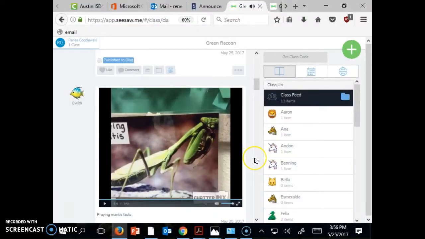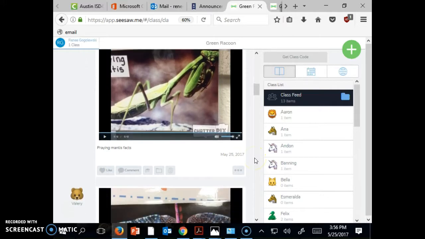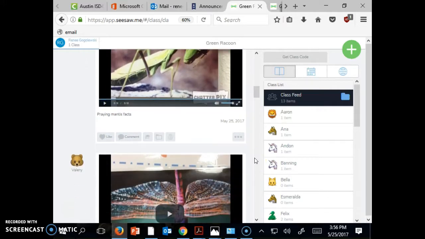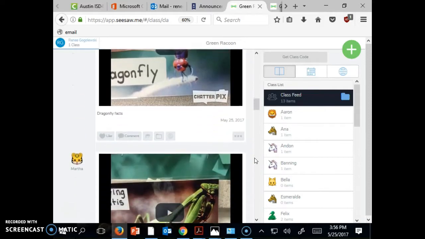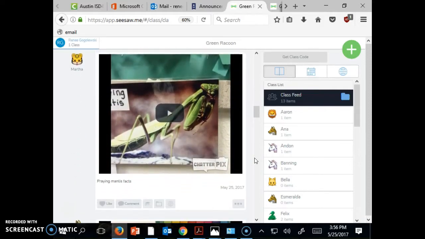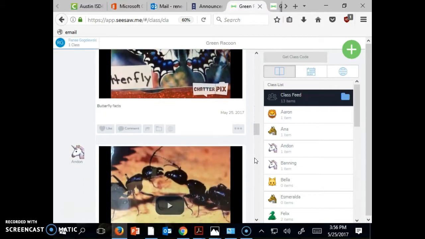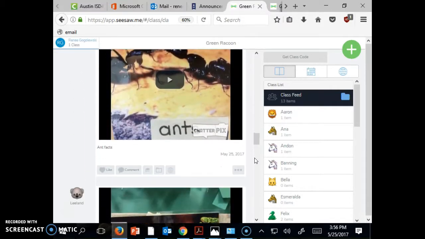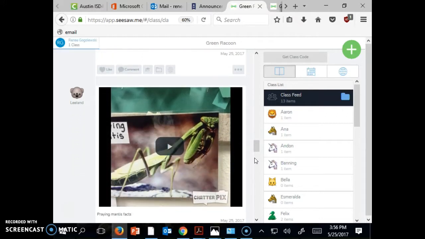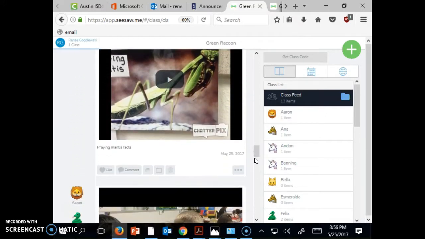So kids love doing Chatterpix because it is instant feedback for them. They get to hear their voice. It helps them build confidence in what they know, because they do know it, and they just have some fun presenting information in a more interesting way for them.